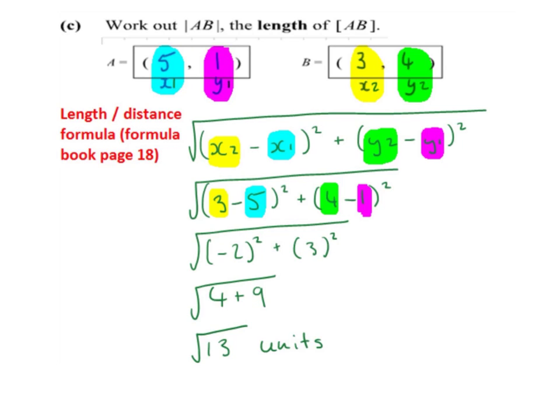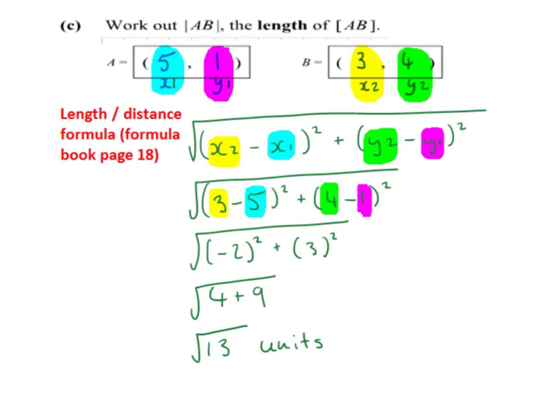Now very, very important that we have the brackets and the squared part, because if we forgot the brackets and we just did minus 2 squared, we would end up with minus 4, and that would be incorrect. Because minus 2 squared means minus 2 multiplied by minus 2, which is plus 4, or just 4, because a minus multiplied by minus is a plus. So minus 2 squared is 4, 3 squared is 9, 4 plus 9 is 13. So we end up with the square root of 13, and we just label it as root 13 units.